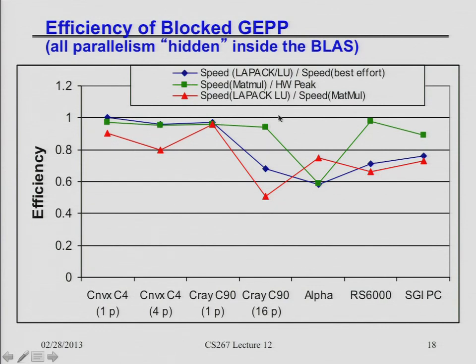And then this blue line is the speed of this algorithm I just showed you compared to somebody's best hand-tuned code from the vendor, where they were doing it using their own ad hoc methods, and it gets a pretty reasonable fraction of that peak method.